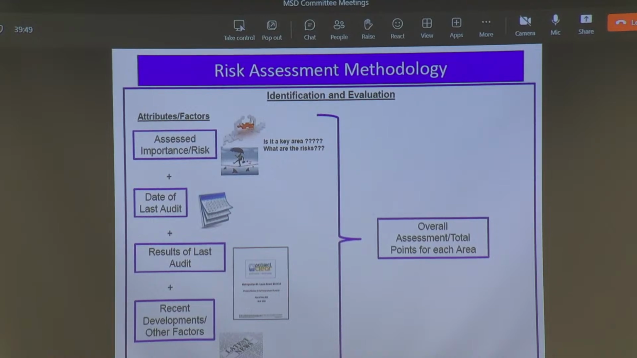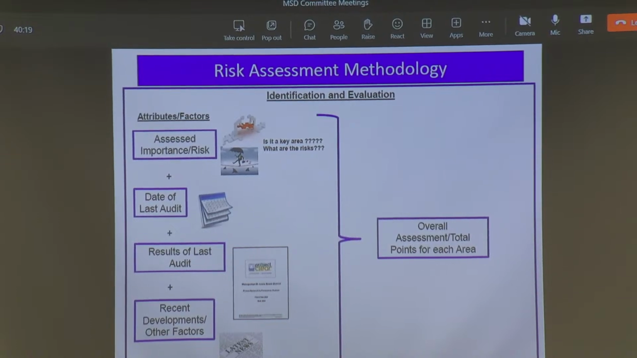We'll start with the overall inherent risk. Is it a key area? What are the risks in that particular area? We assign points based on that. What was the date of the last audit? The further away it was, like 5 years ago, that gets more points. Results of the last audit. Was it a clean audit? Did it have a lot of issues? If it had a lot of issues, we add more points. Any recent development factors, again, do we have more construction, new programs, a new system, that kind of thing. We add points for that.